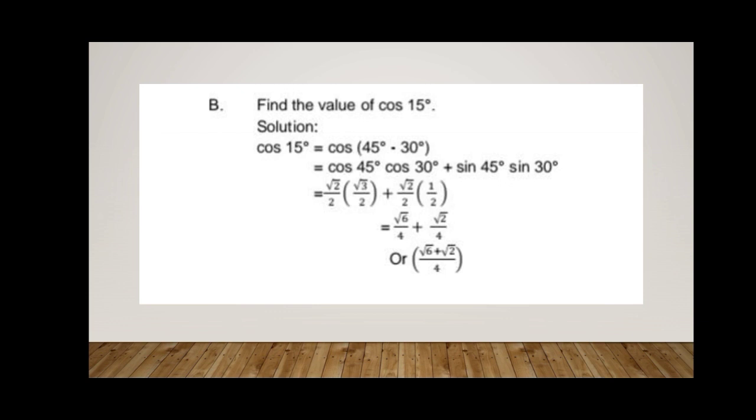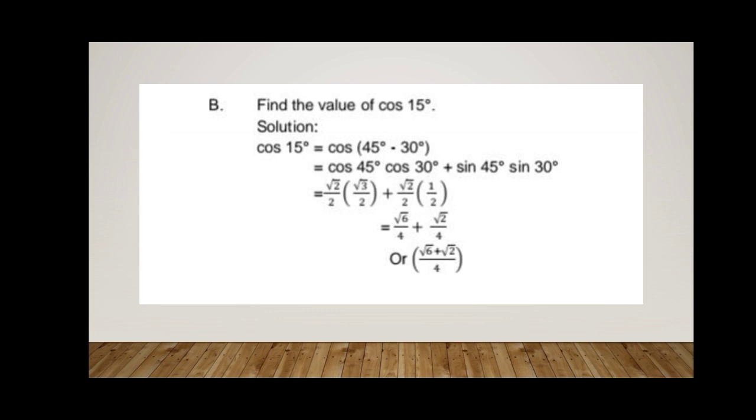Next is find the value of cosine 15 degrees. So cosine 15 degrees, we use 45 degrees and 30 degrees. 45 minus 30 degrees is equal to 15. So cosine 15 is equal to cosine 45 degrees cosine 30 degrees plus sine 45 degrees sine 30 degrees.